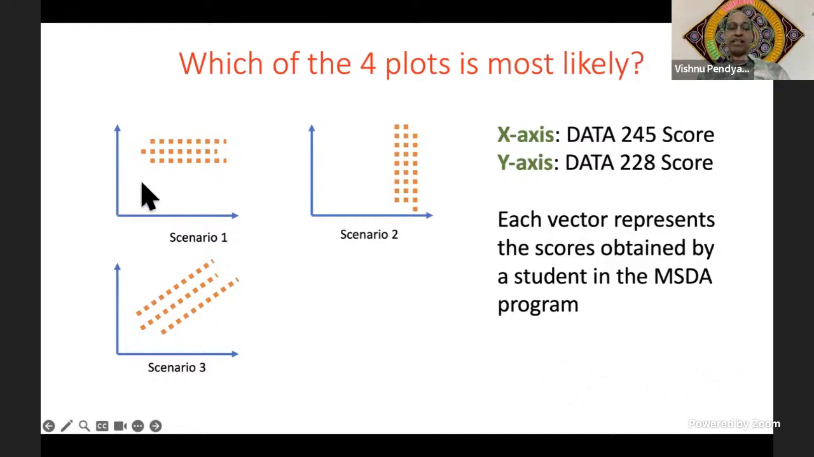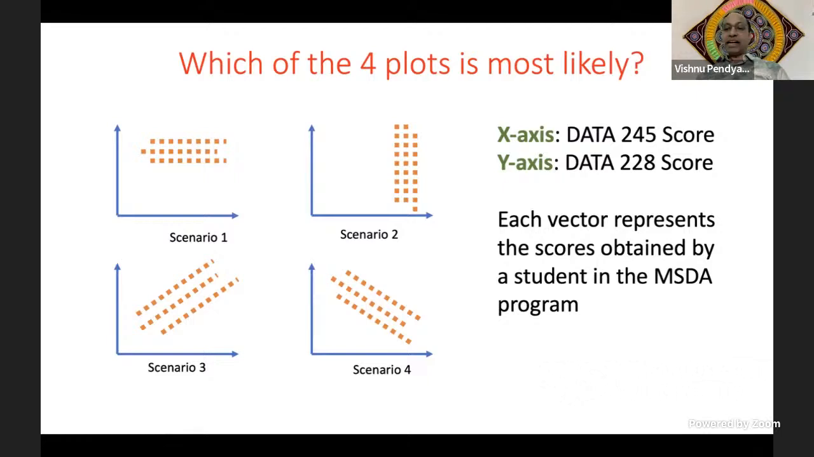In scenario 3, students got more or less the same scores in both 228 and 245, but the students do vary in their respective scores. There is some variation of the scores of the students, but each student scored more or less similar in both the courses. That's scenario 3. And scenario 4, students getting low in one, but high in the other, consistently, right? Some students scored better in 245, but they scored poorly in 228, and vice versa.